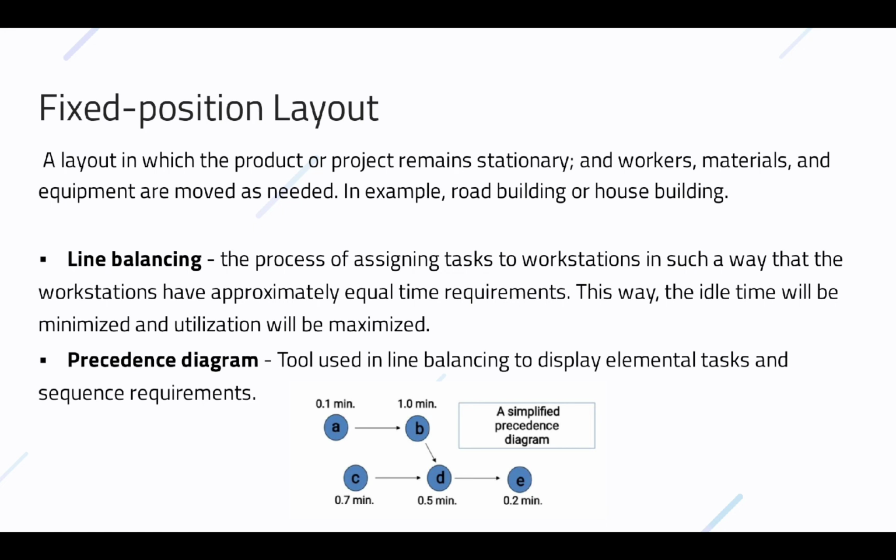Precedence diagram. It is the tool used in line balancing to display elemental tasks and sequence requirements. In a simplified precedence diagram, when we add A and B, we get 1.1 minutes, while C and D we get 1.2 minutes. But adding D and E would not balance approximately to A and B because of 0.7 minutes of D and E. Again, line balancing is about distributing approximately equal time requirements to each workstation.